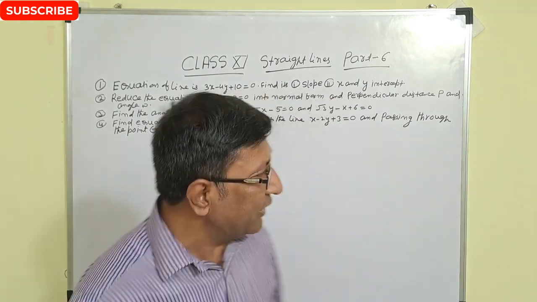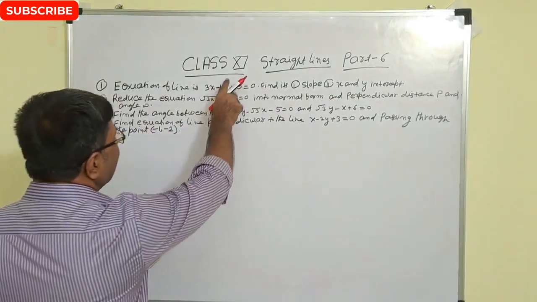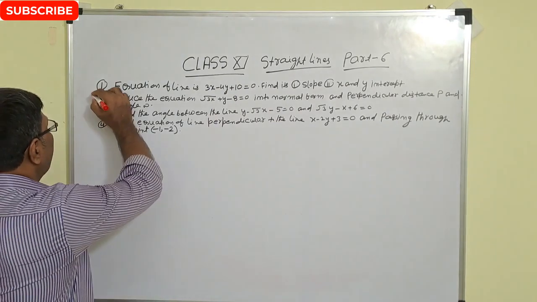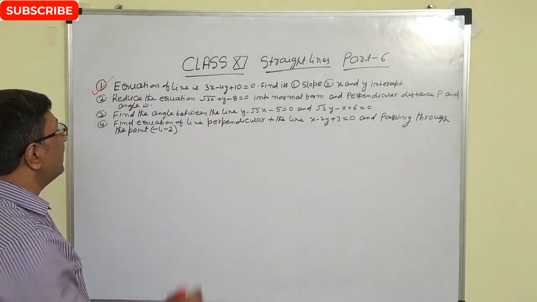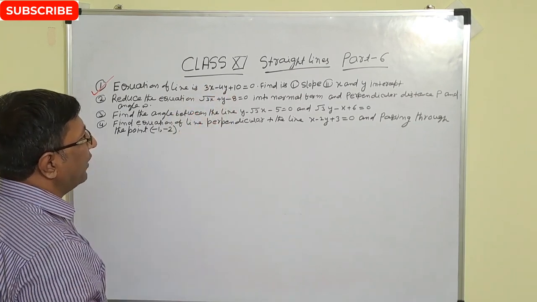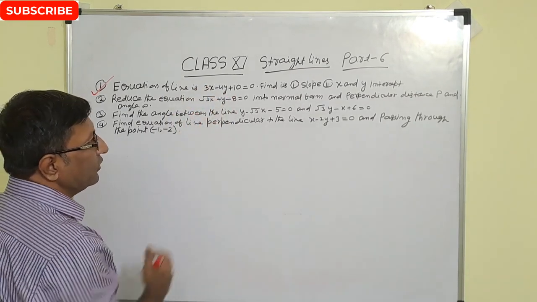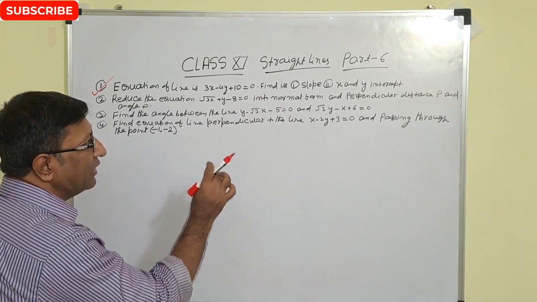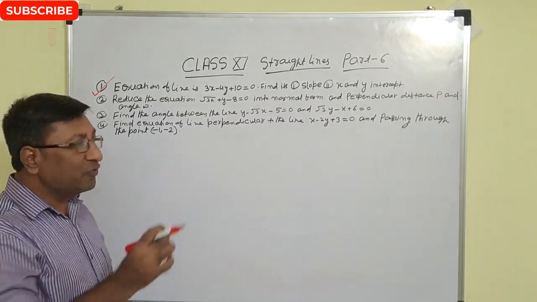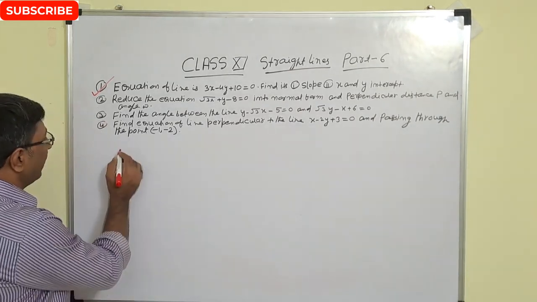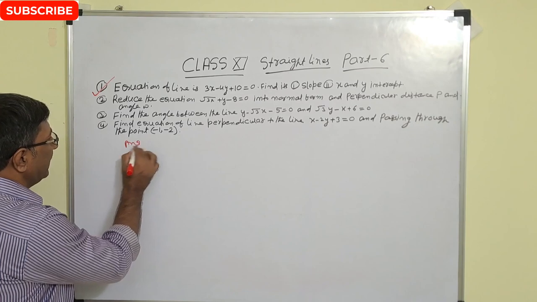Important questions of straight line. So this is class 11 straight line part 6. The first question is: the equation of a line is 3x minus 4y plus 10 equal to 0. Find its slope, and second part, the x and y intercept. So this is a very important and basic question also. See how we can solve this question very easily.